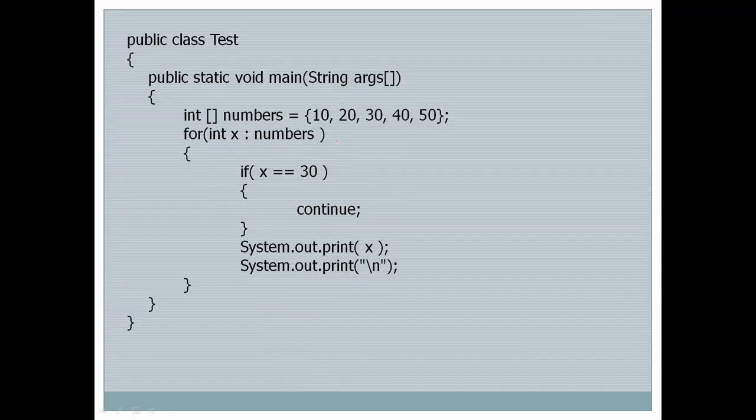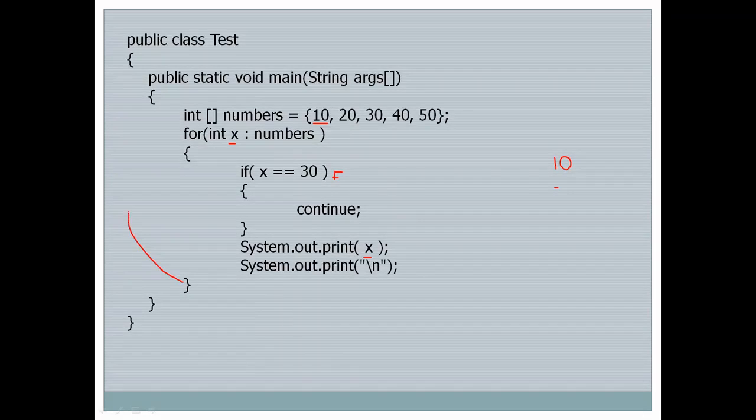So as I've told you, initially the value 10 is assigned to x, so x is equal to 10. Then inside the loop we are checking x is equal to 30. Initially the value of x is 10, so 10 is not equal to 30. This is false. When this is false, continue is not executed, directly it will go to the next statement and it will print x. So it will print the value that is 10. Again slash n, cursor to the next line.